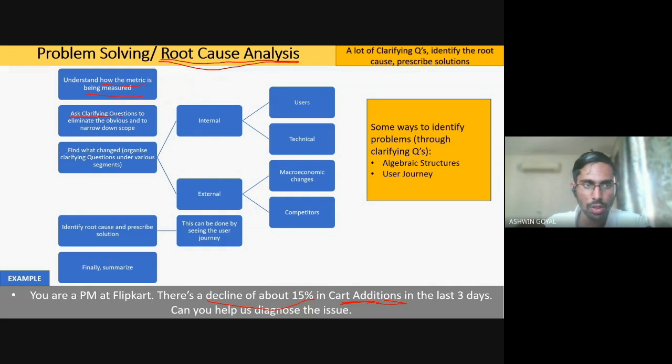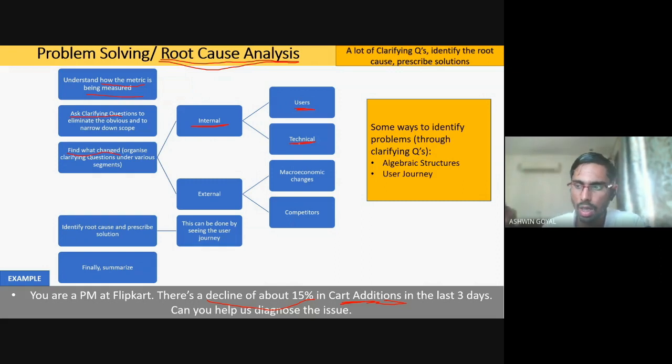So we need to find what changed, what metric changed, and we organize clarifying questions under various segments. For example, some internal questions can be around what was the user segment which was affected the most? That can be a question that is around users. Then technical questions, again, what were the newest features that were launched? Did some new feature affect the cart additions or not?